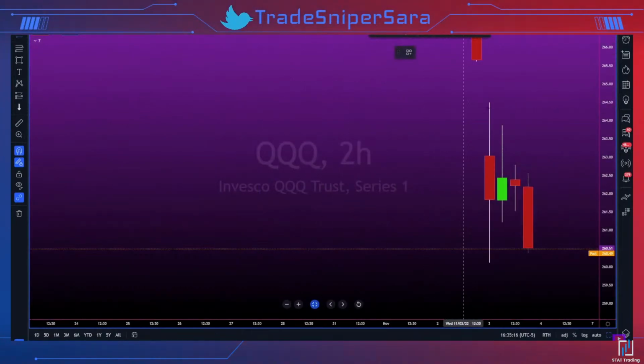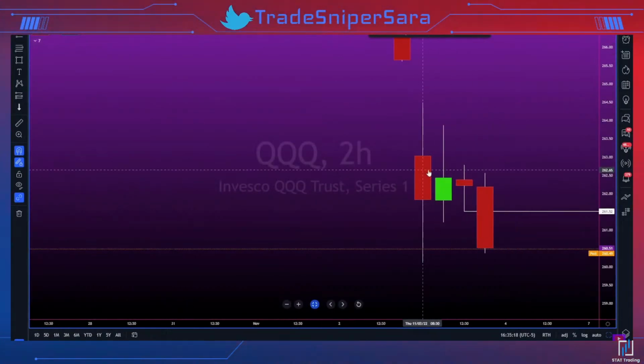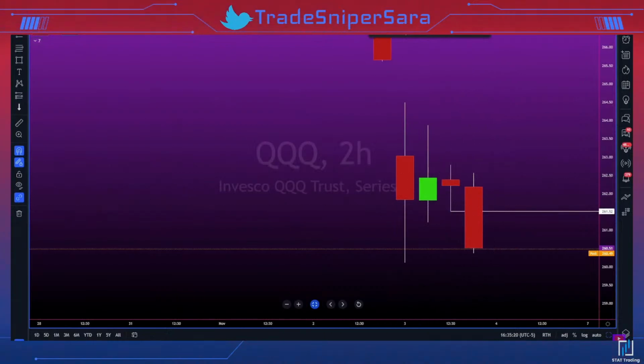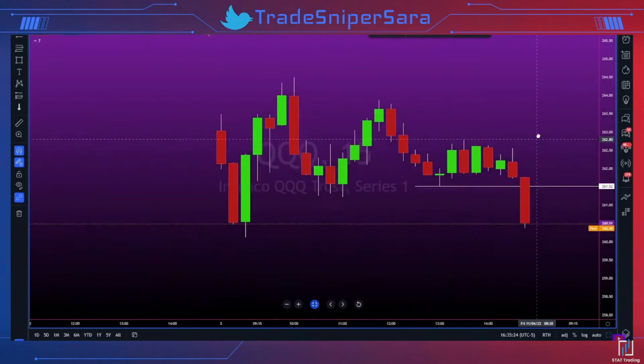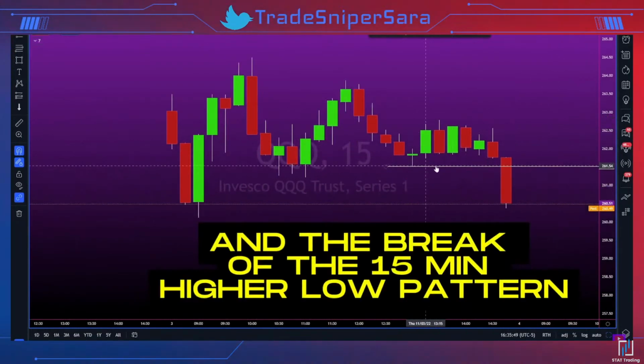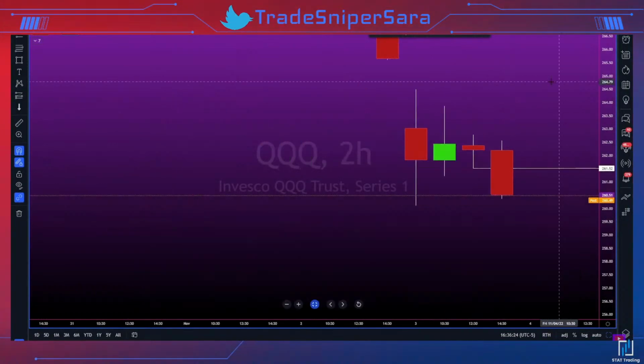So for instance, we knew on the 2-hour chart that was our level to go short. So if we go to, say, a 15-minute time frame, you're going to see there's the break. That is the 2-hour inside and down break.